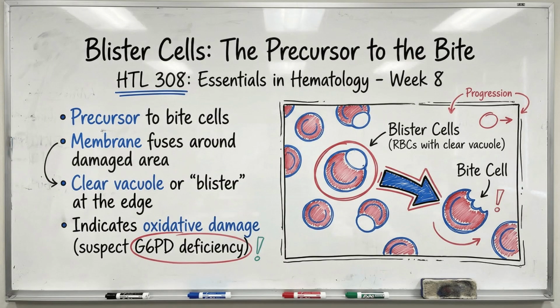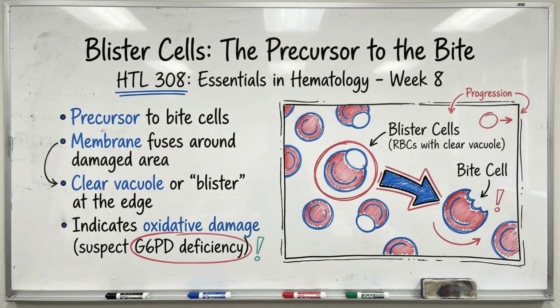Before the spleen takes its full bite, you might sometimes catch the red blood cell in an intermediate stage. The membrane around the damaged area, where the Heinz body is, can fuse together, creating a clear vacuole or a blister at the edge of the cell. These are what we call blister cells. They're essentially the precursors to those bite cells we just talked about.